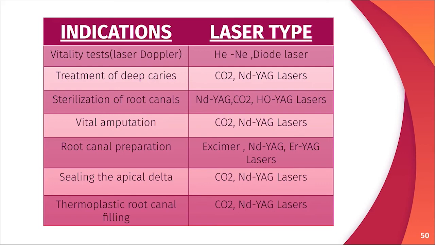In this slide, we can see the indication of different kinds of lasers. The first one, vitality test, we use helium neon diode lasers. For treatment of deep caries, we use carbon dioxide Nd:YAG lasers. And in the sterilization of root canals, we use Nd:YAG carbon dioxide holmium YAG lasers. Vital amputation, we use carbon dioxide Nd:YAG lasers. And root canal preparation, we use excimer Nd:YAG erbium YAG lasers. And for sealing of apical delta, we use carbon dioxide Nd:YAG lasers. And for thermoplastic root canal filling, we use carbon dioxide Nd:YAG lasers.